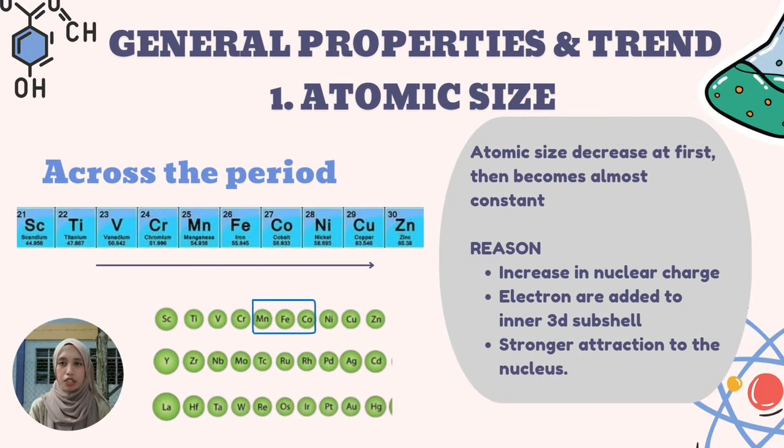Next, I will explain the general properties and trends in transition metals. First, atomic size. In transition metals, atomic size across the period decreases slightly at first and then becomes almost constant due to increasing nuclear charge while electrons are added into the 3d subshell, which provides poor shielding. For example, iron in period 4 has an atomic size that is only slightly smaller than manganese and similar to cobalt. This shows that the atomic size does not decrease significantly across the transition series because the increasing nuclear charge is partially offset by shielding from 3d electrons.